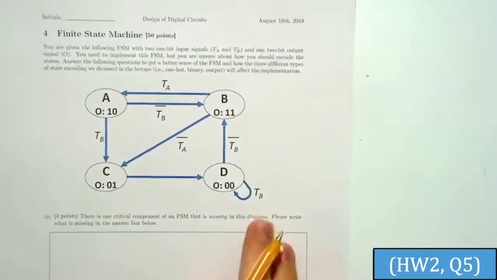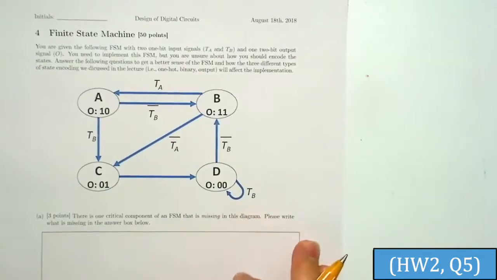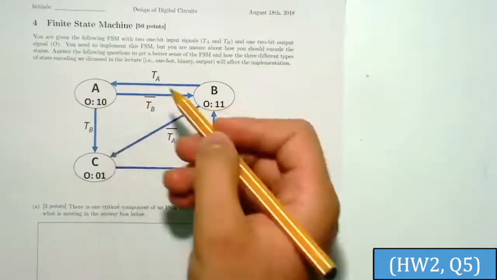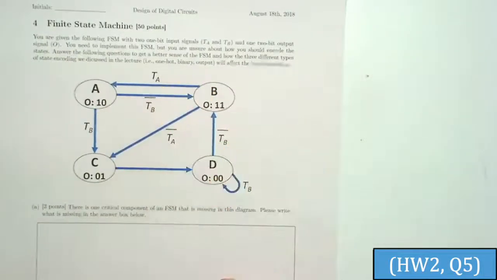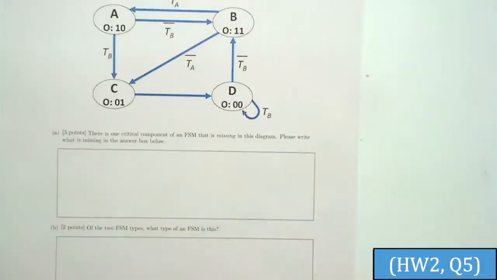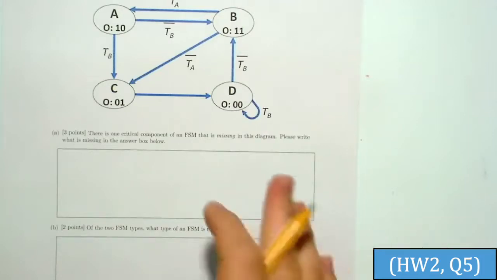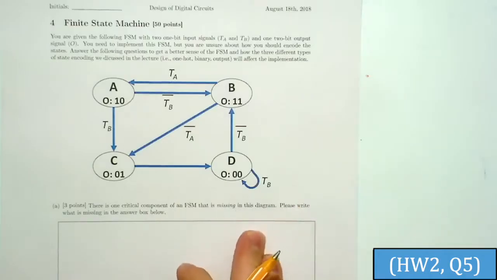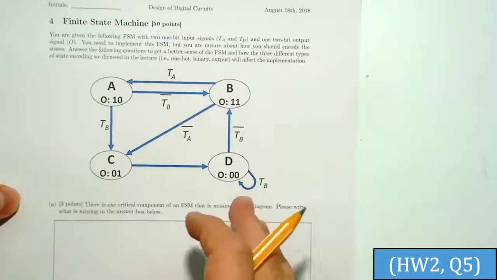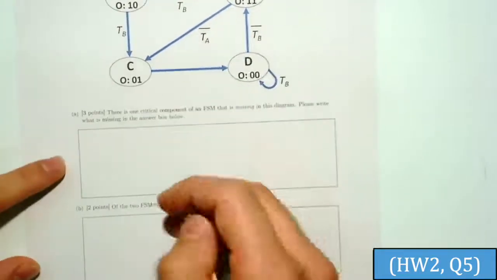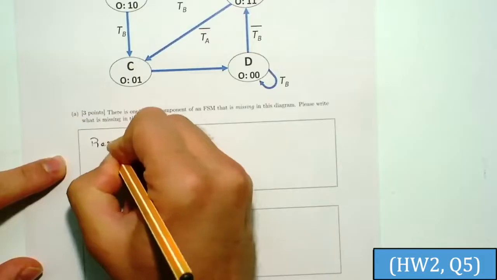So you can see it, right? Okay. So for the question, we have states, and for the states, we also have the output, and the TAs and TBs are inputs. So the question asks, there's a critical component missing in the FSM, and what is this missing component? If you look closely at that FSM, you'll see that there is no reset line, right? So we need to have that in order to have a deterministic behavior in that FSM. So we'll say that we don't have the reset line.